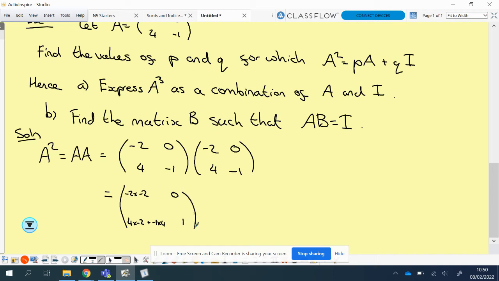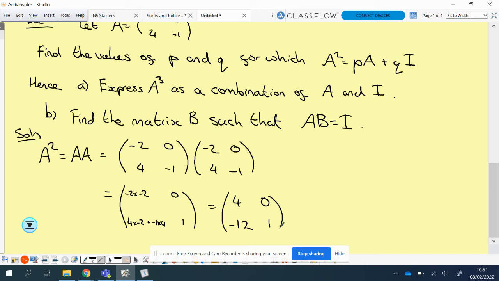Okay, let me tidy up my answers. -2 times -2 is 4, 0. Then I've got 4 times -2, which is negative 8, plus negative 1 times 4, which is negative 4, so negative 12, and 1. So that's what A squared is there.